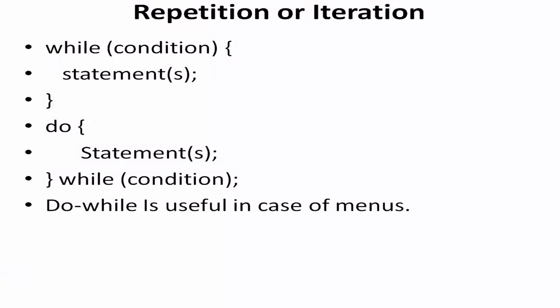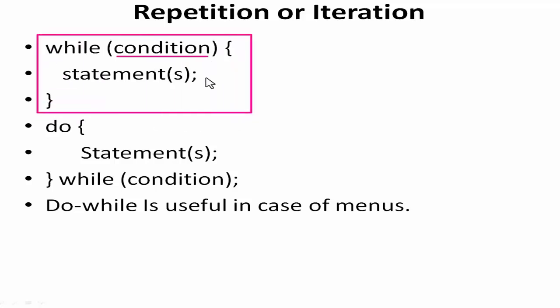Next, repetition or iteration. Basically, if you want to repeat a number of times, the iteration, you will be using while, do while, and again a for loop. Here you are going to use a while condition. You will be checking the condition, and based upon the condition, these statements will be executed.